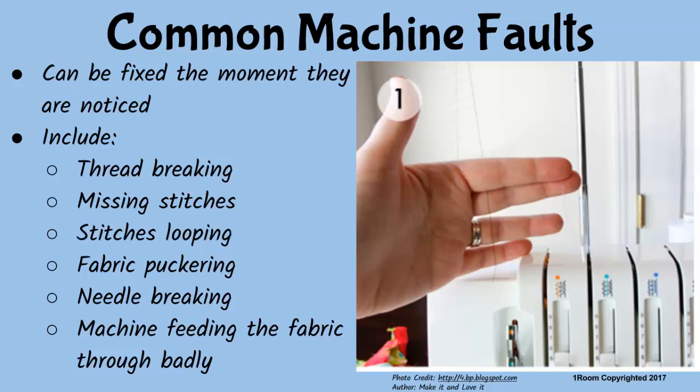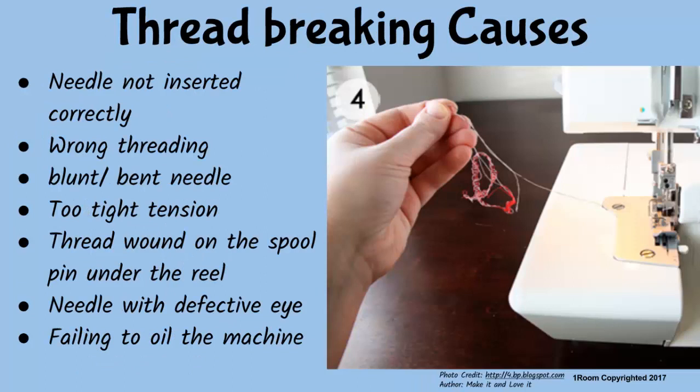It is common knowledge that before you can solve a problem, you must first look for the possible cause or causes, right? Yes. Take thread breaking for starters. It can occur when the needle is inserted incorrectly due to wrong threading, blunt or bent needle, too tight tension, thread wound on the spool pin under the reel, using a needle with a defective eye which tears thread, or failing to oil the machine.